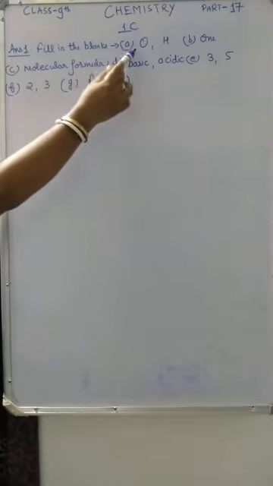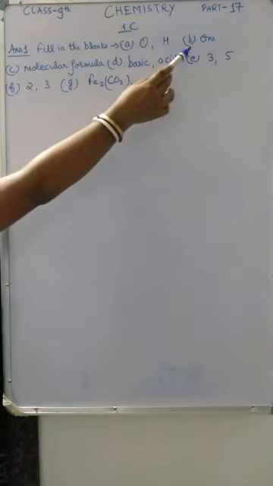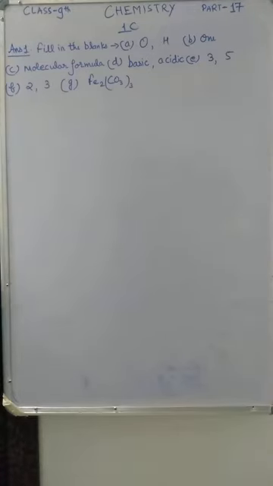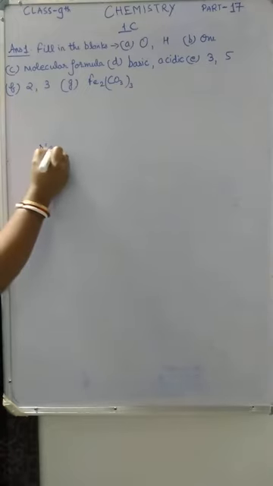First one, Dalton used symbol O for oxygen, H for hydrogen. Second one, symbol represents one atom of an element. Third one, symbolic expression for a molecule is called molecular formula. Fourth one, sodium chloride has two radicals. Sodium chloride, NaCl, has two radicals, Na and Cl.